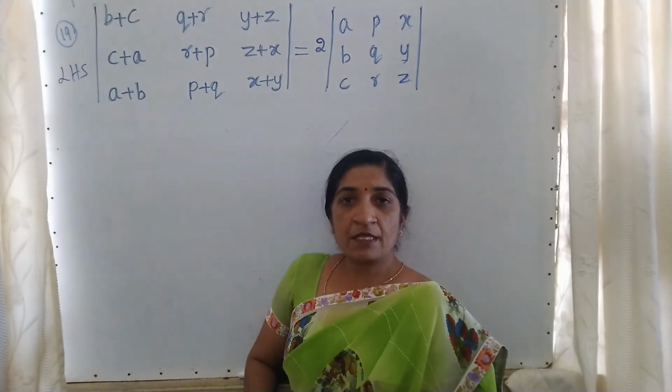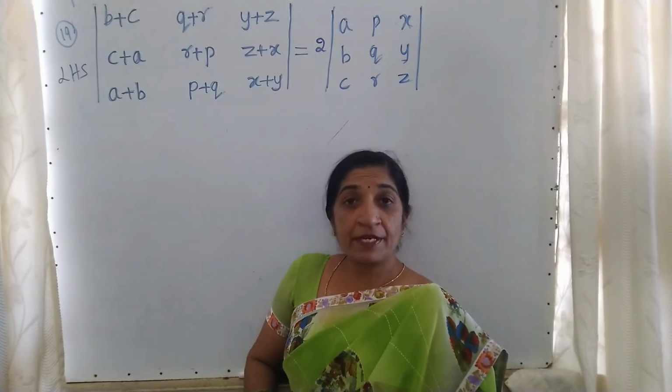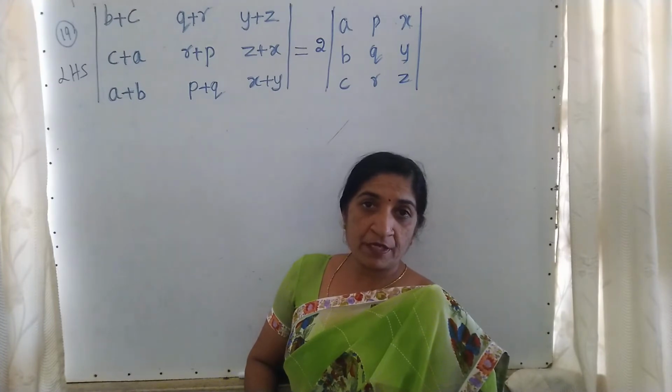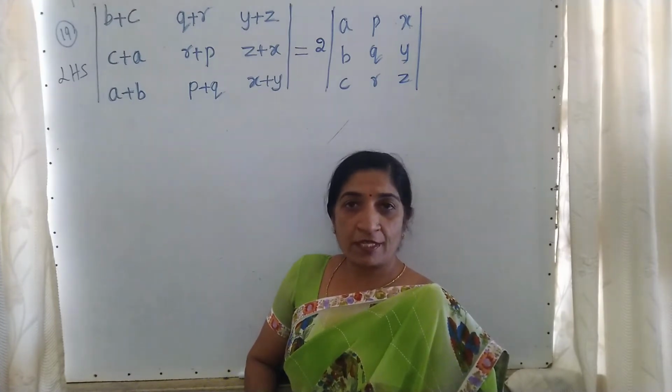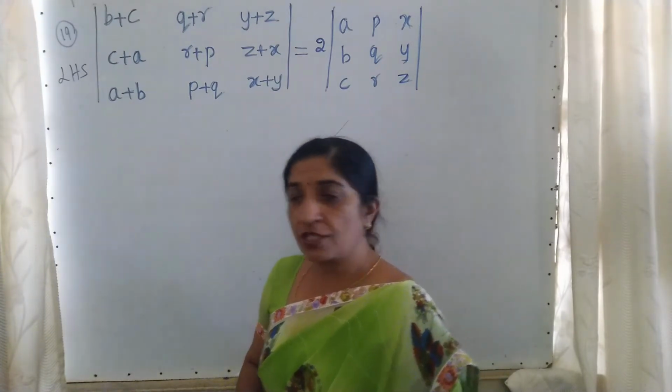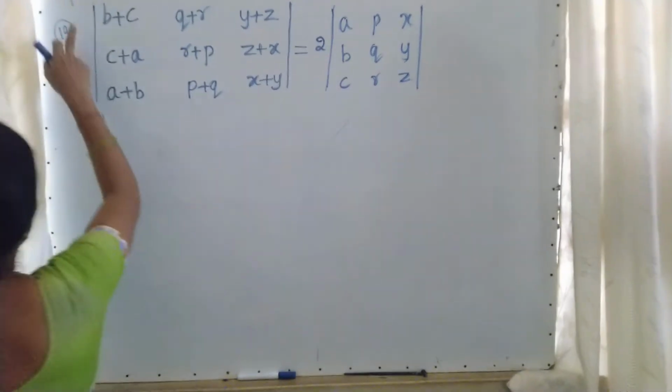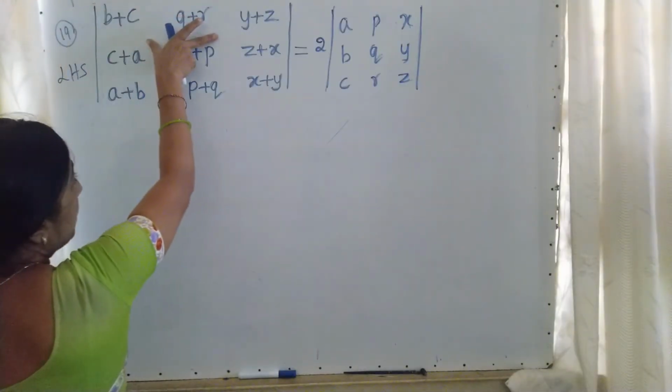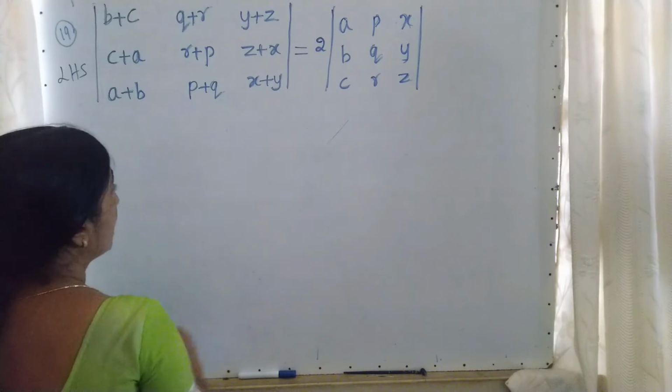In the last class, we solved the example based on the properties of determinants. In that, I gave two questions as the assignment. Out of the two questions, now I am solving this. See the question: prove that this determinant is equal to another determinant.